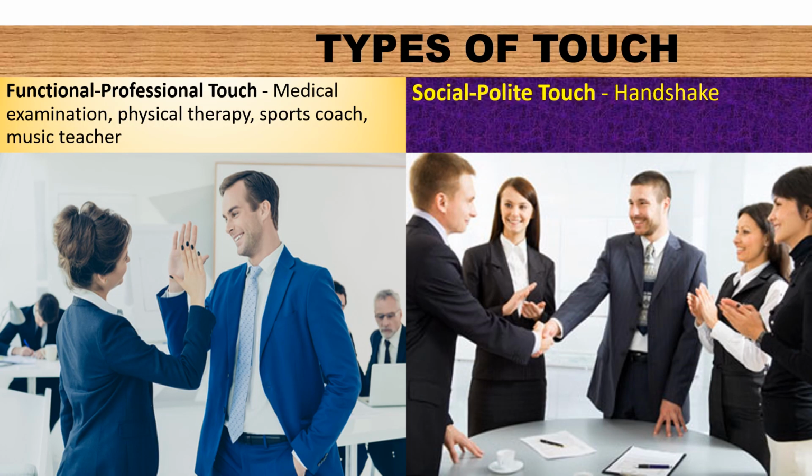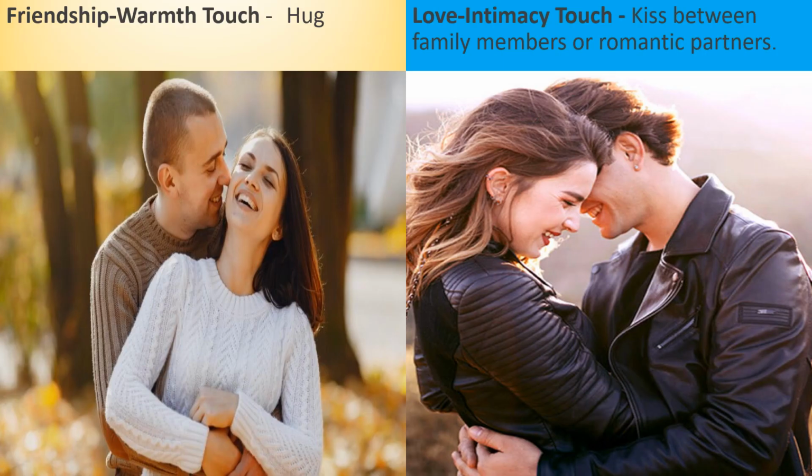Types of touch: functional, professional touch. Look at that: medical examination, physical therapy, sports coach, and music teacher. These are functional, professional touch, right? Socio-polite touch: handshake, right? In the official environment, we just handshake, right? So this is socio-polite touch. The next one is friendship and warmth touch: hug.